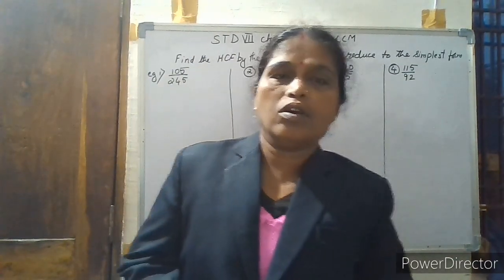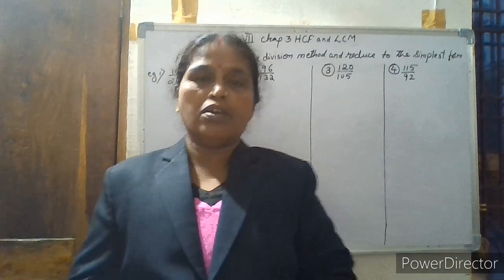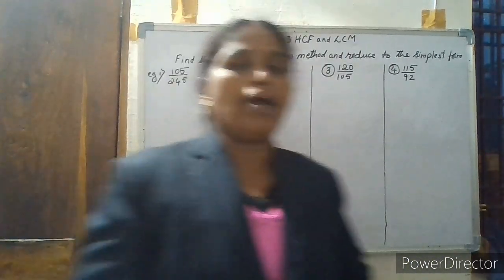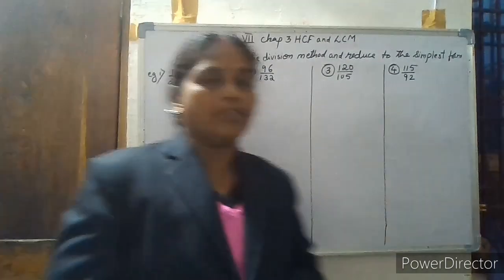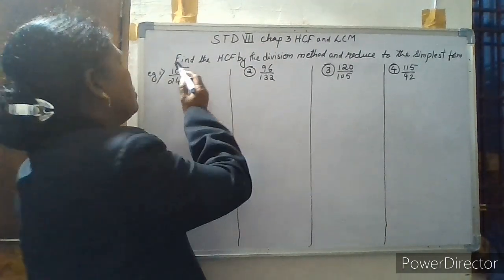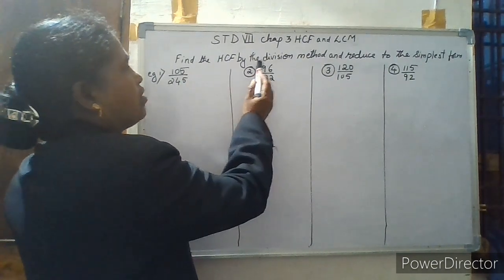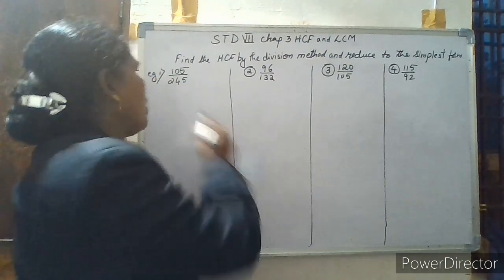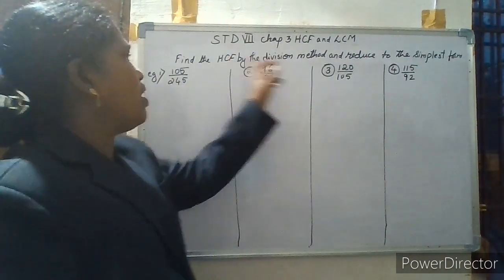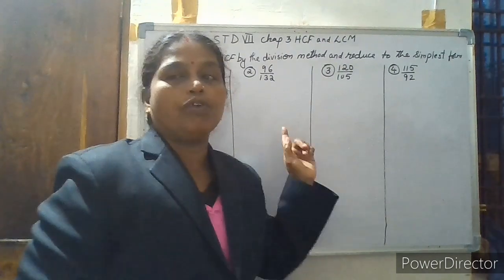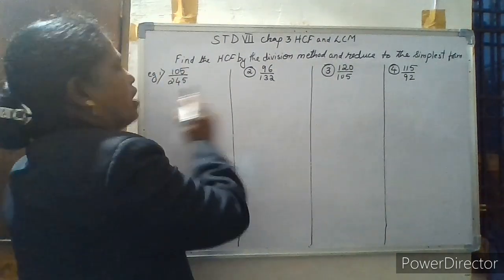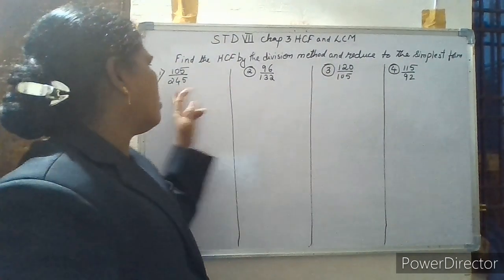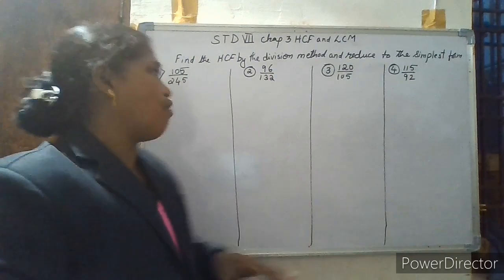Good morning, students. Today we are going to learn how to reduce this type of rational numbers to the simplest form by the HCF method. Now look here. This is the question. Find the HCF by the division method and reduce to the simplest form. In the previous video I taught you the HCF by division method, and then we reduce these fractions to the very simplest form.